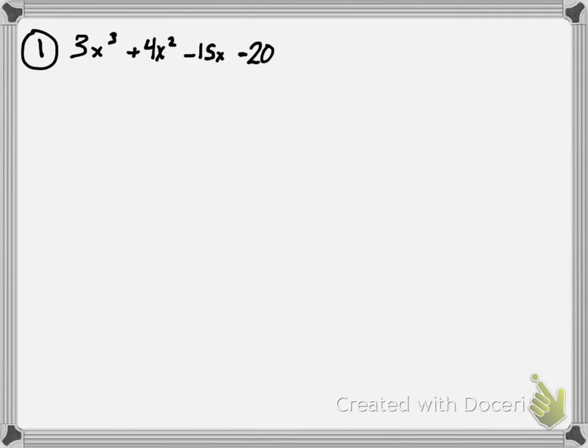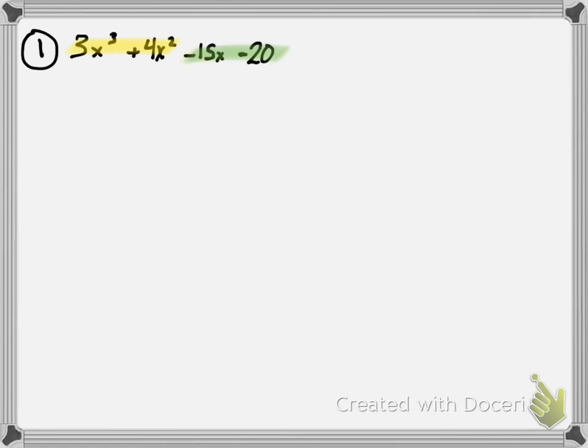So let's look at this first problem. We have 3x cubed plus 4x squared minus 15x minus 20. And so we're going to take it into two separate sections. The first two and the last two. So let's look at the first two first.